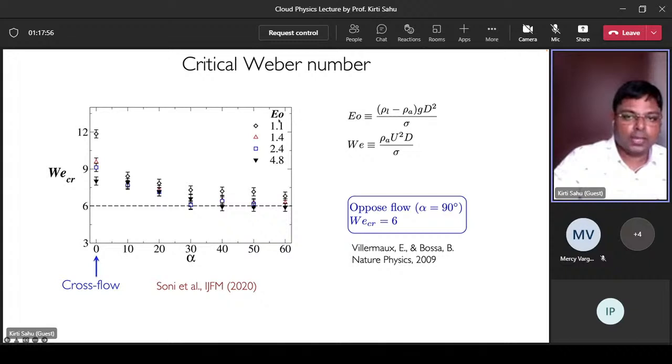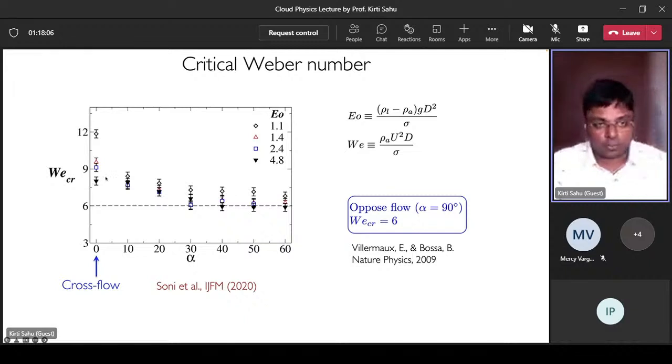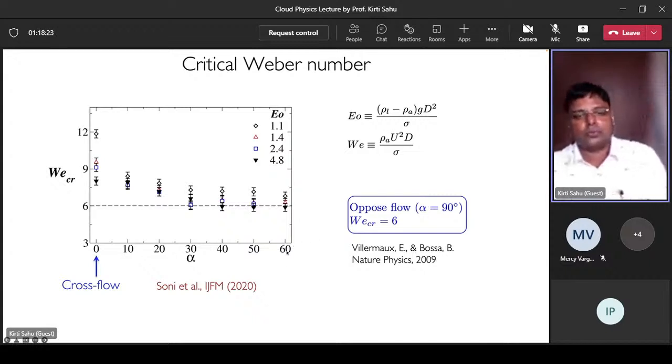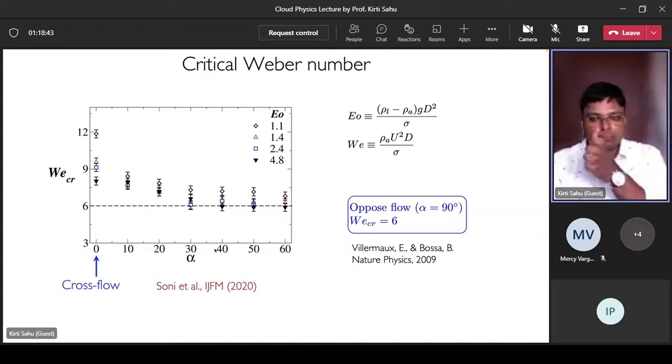Here you can see that as we increase the Bond number, the critical Weber number decreases for a fixed configuration. Moreover, as we increase alpha for a fixed Bond number, let's say Bond number 1.1, the critical Weber number decreases all the way from 12 towards 6, and at about 60-degree inclination you actually reach the value of 6. So this is from our study, where we capture the critical Weber number requirement all the way from cross flow to opposite flow configurations, and to the best of our knowledge, this is the first time we have shown this.